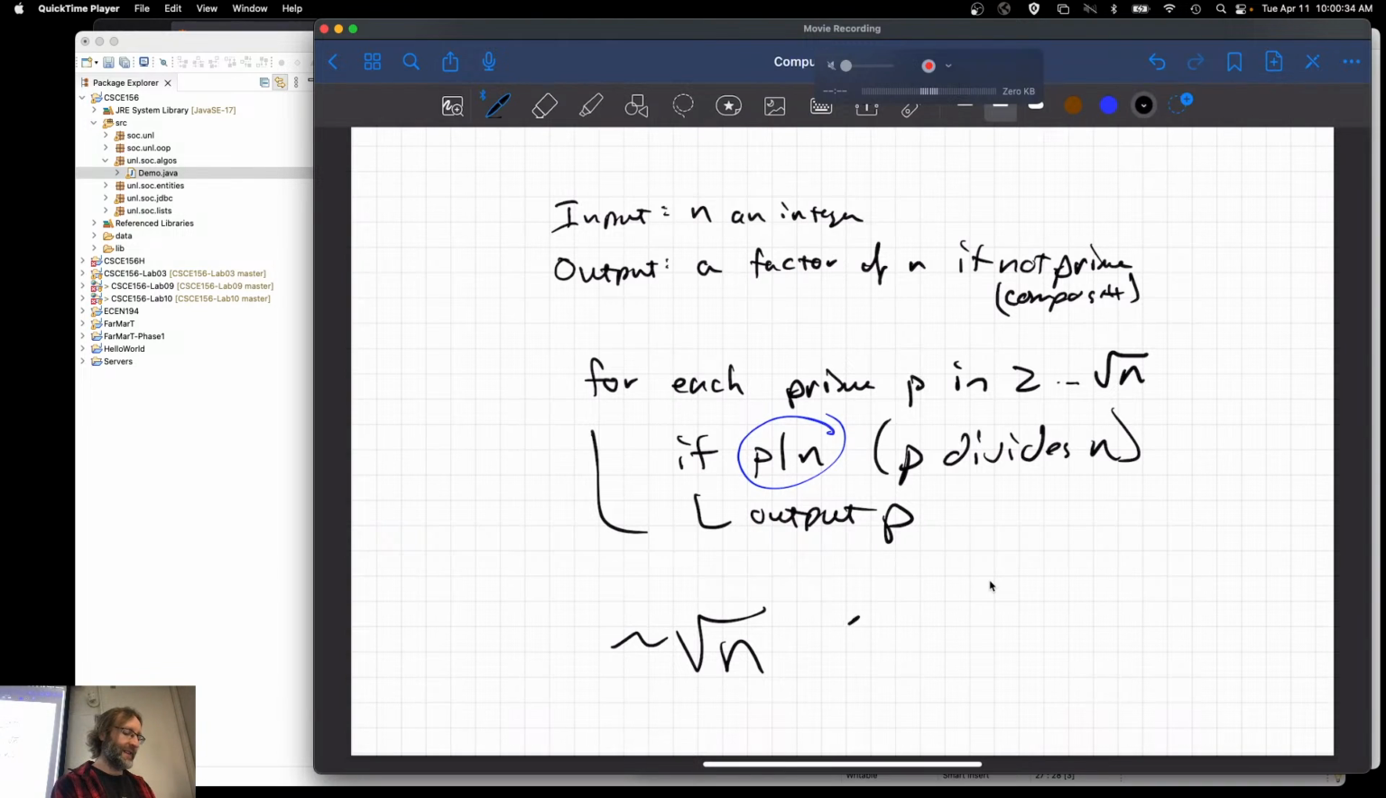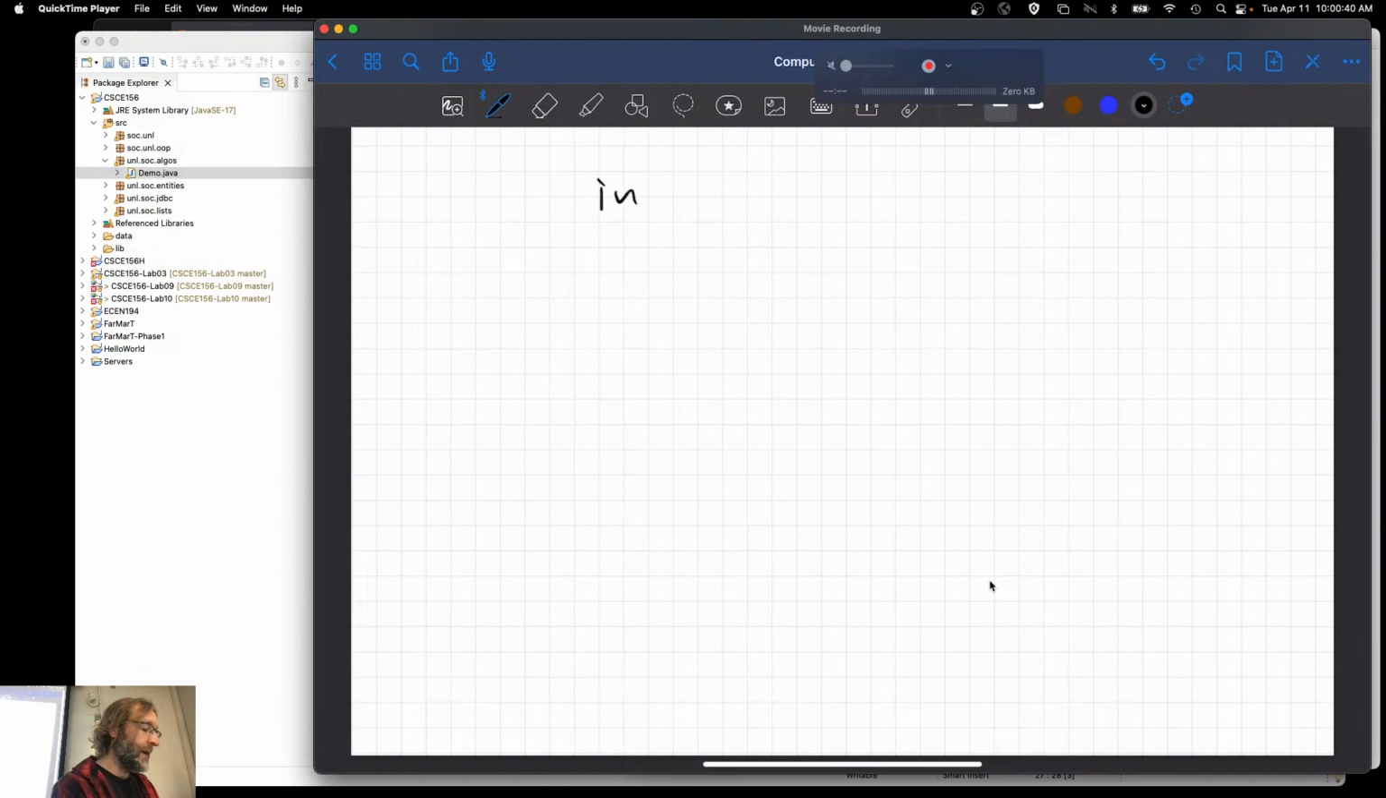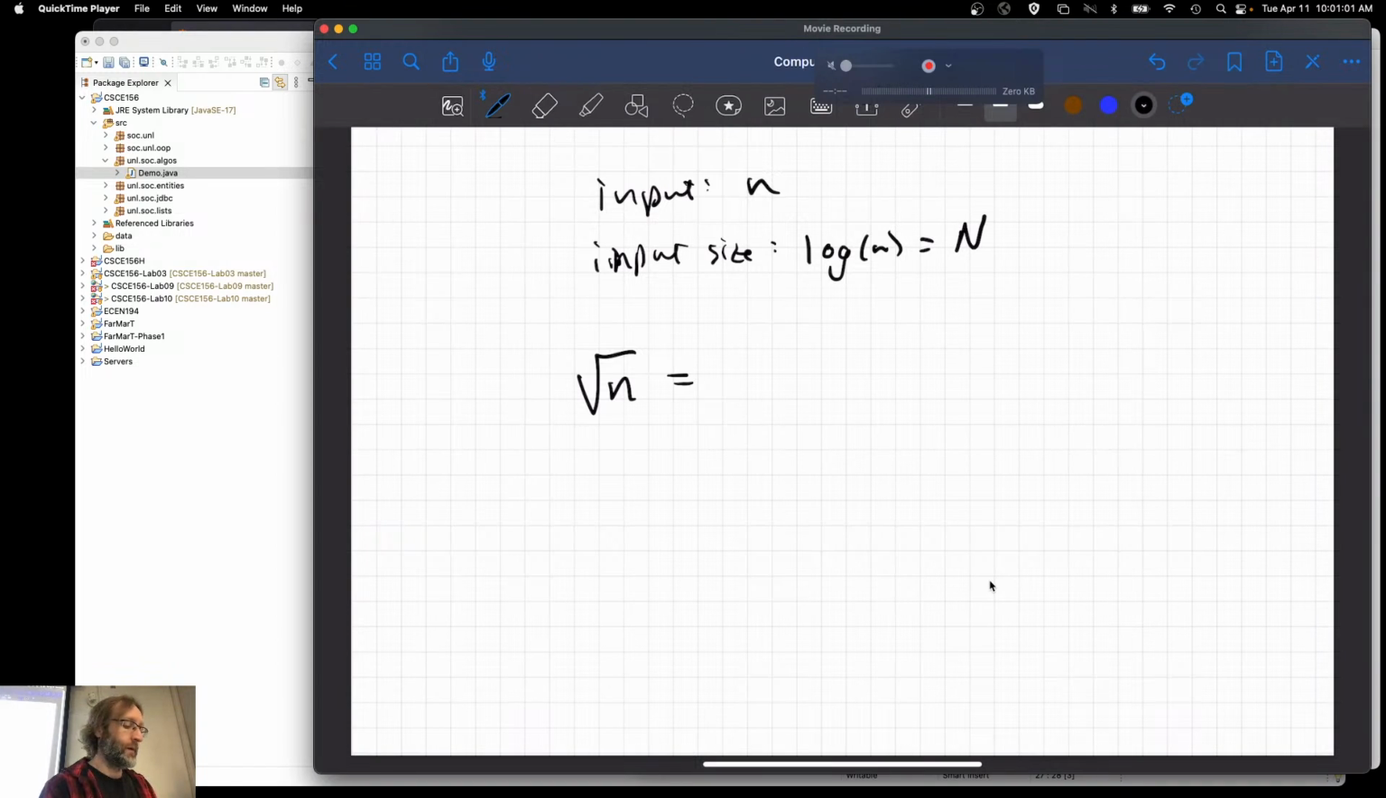Yeah, why? Because this is less than n. What was our input size again? Our input was n. Our input size is what? Log n, right? Log base 2 of n. So square root of n is equal to, in terms of the actual input size, let me give that a different name, big N. So therefore, little n is equal to 2 to the big N. And therefore, this thing is 2 to the big N of n. Does that look polynomial at all? No. That's exponential.